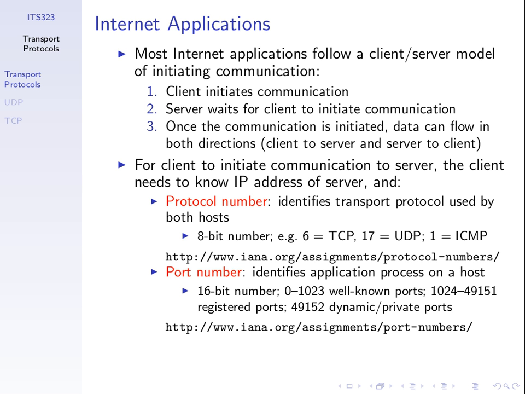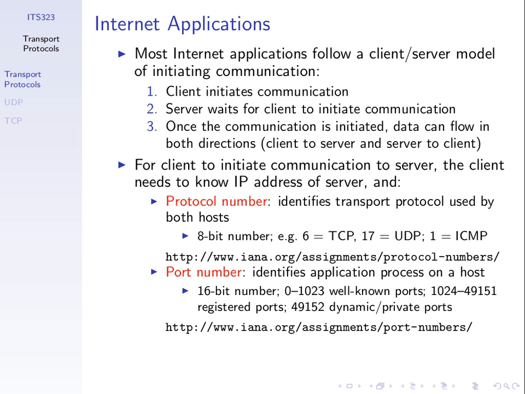So in fact, we have 3 addresses now. In general, IP addresses to identify computers in the internet, protocol numbers to identify transport protocols, port numbers to identify applications or application processes. The set of protocol numbers and port numbers are defined and managed by some organisation, IANA. And on these websites you can see the set of values that have already been registered or in use.